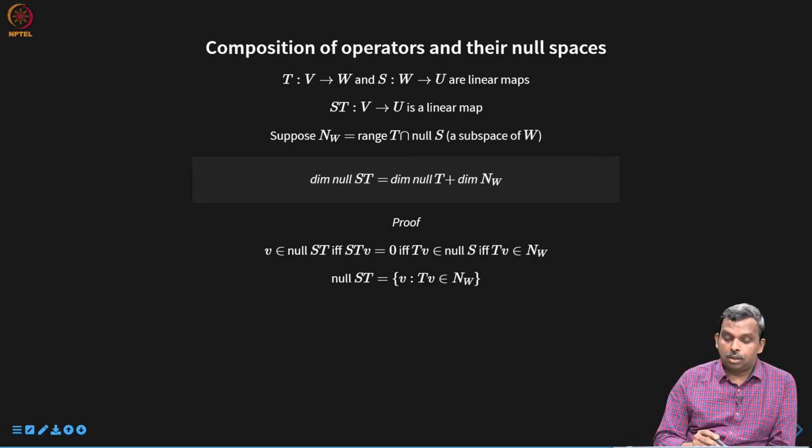So from this argument we clearly see that null of ST is the set of all V such that TV belongs to NW. So this is crucial, there is nothing else in the null of ST. If V is in null of ST, this is all if and only if, it all works out like this. Is that okay? So think about it, null of ST is the set of all V such that TV belongs to NW. From this it comes out.